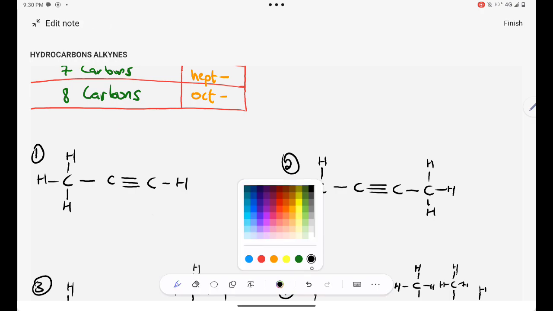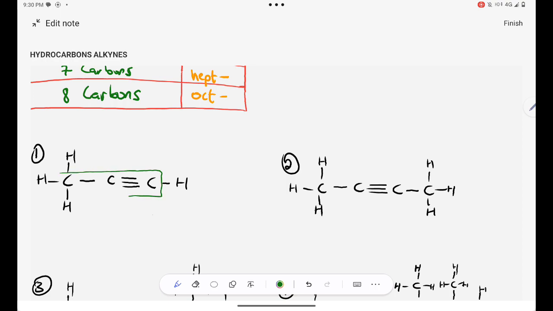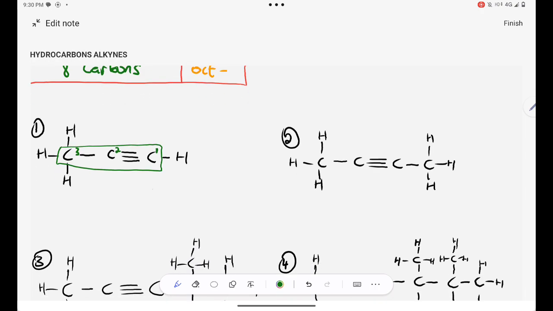Whenever we name, guys, it's very important that we number our carbons, and we must always number from the terminal which is closer to the triple bond. So this will be carbon number 1, 2, and 3. Since I have 3 carbons on my parent chain, the prefix should be prop. Since the prefix is prop, I must mention where is my triple bond. My triple bond is between carbon number 1 and 2. I will always choose the lesser number between the two numbers. So 1 is less than 2, so I'll write 1 over there, and the suffix will be "-yne".